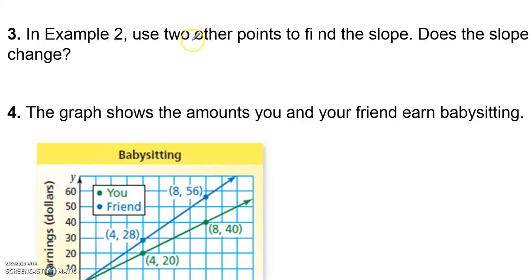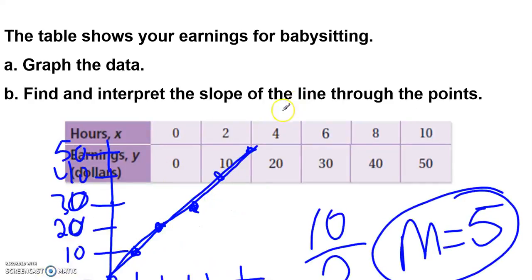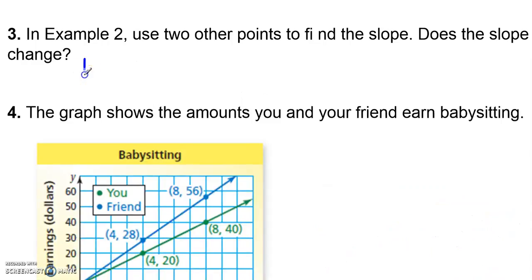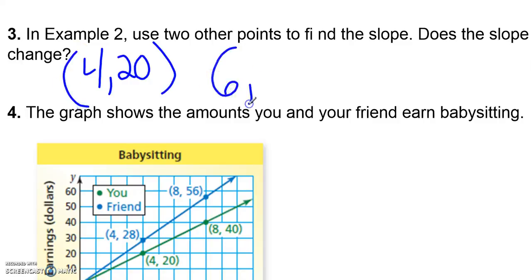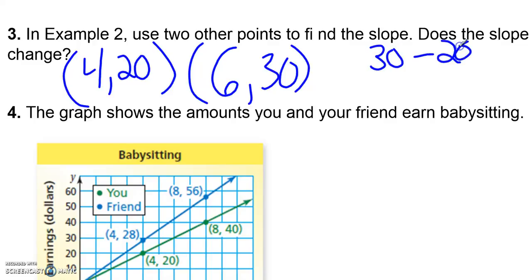Okay, so then it says use 2 other points to find the slope. Does that change the slope? Okay, so I'm going to use these 2 points. So I have 4 and 20 and 6 and 30. So I'm going to write that here. 4, 20, 6, and 30. And then I'm going to do the change in y, so 30 minus 20 over the change in x, which is 6 minus 4.